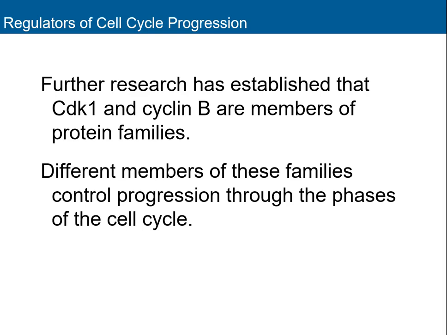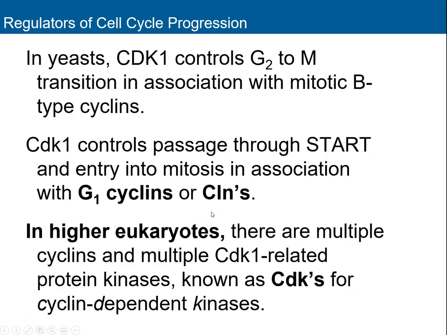protein families. And so, like I said, there are many cyclins and CDKs, okay, that will control different phases or different transition points through different phases, right? So like I said, moving from G1 to S or from S to G2, okay? So that's what this is telling you here. It says here in yeast, right? CDK1 controls G2 to M transition in association with mitotic B type cyclins. Okay, so that cyclin B that we're talking about. CDK1 controls passage through start and entry into mitosis in association with G1 cyclins.